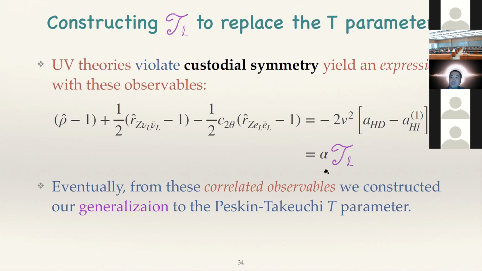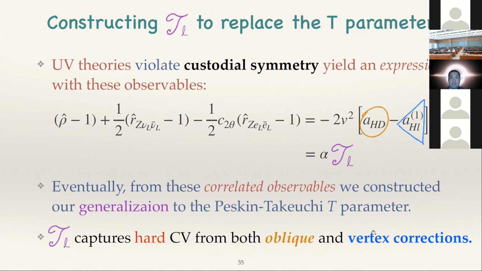So remember, this script T is an observable. Wilson coefficients and S, T and U are not observables. Our script T is an observable. We construct it, and it's generalized. It has the C_HD, which is the C_HD back in the Warsaw basis, and C_HL1. The HD is from the oblique corrections, and this HL1 is from the vertex corrections.